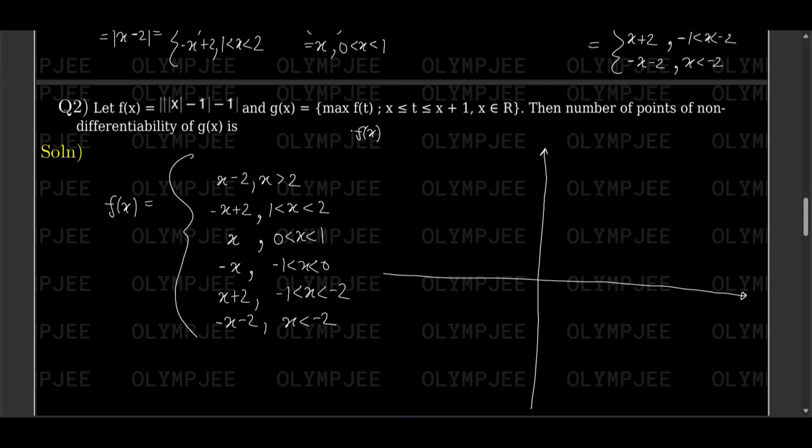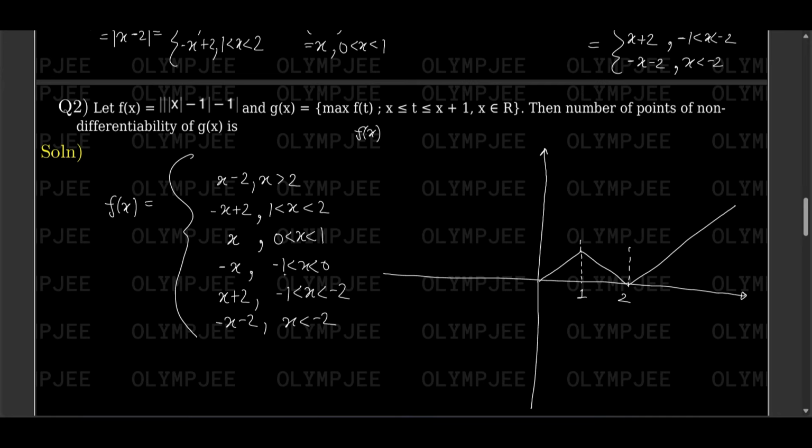So for 0 to 1, f(x) is x. So on the right side it will be y is equal to x till 1. Then from 1 to 2 it is minus x plus 2. And see that at x is equal to 2 it will become 0. And after that it has a positive slope. So it will be like this. And on the negative side it will be like this.